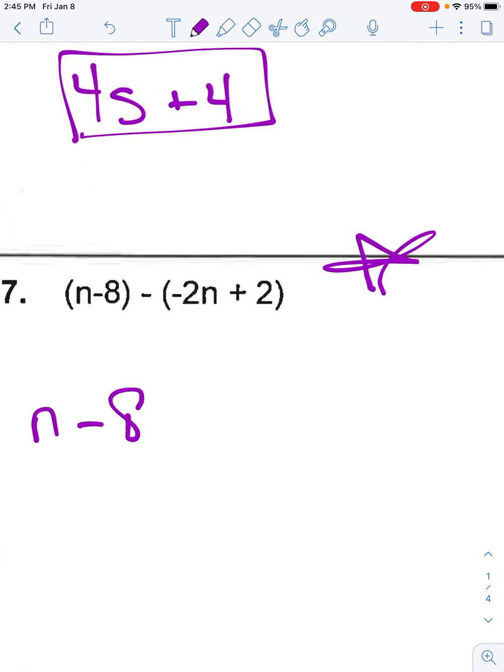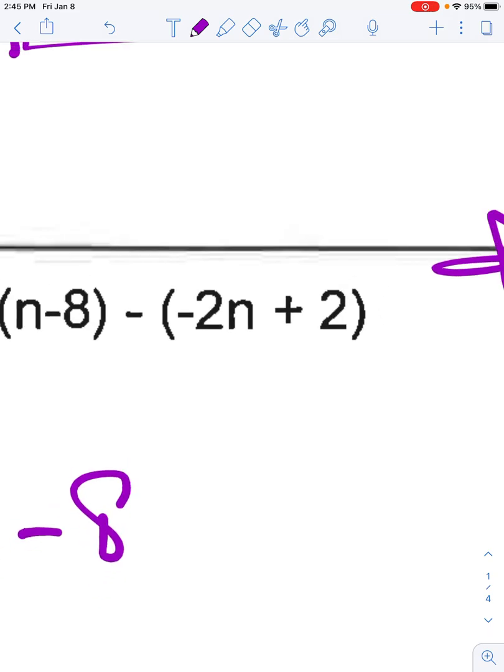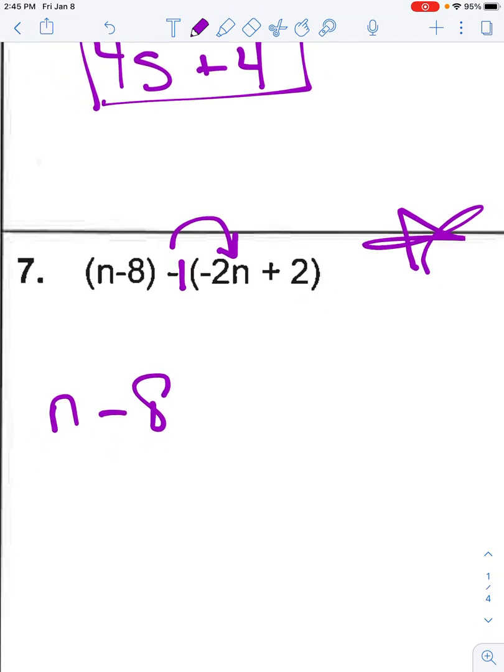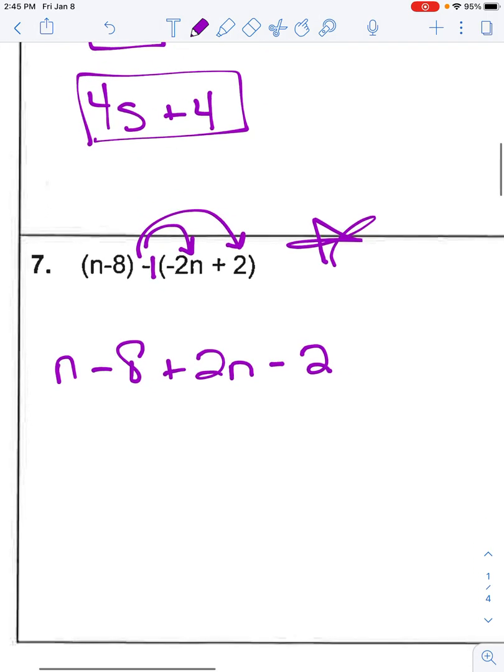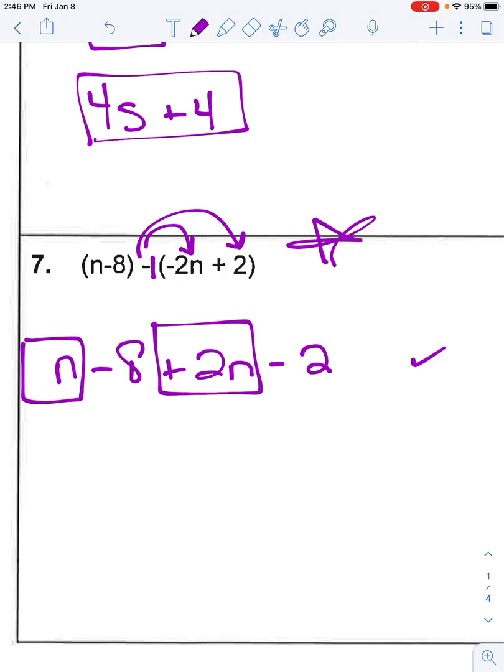Number 7, nothing to distribute on the left, so just bring down n minus 8. Here we're distributing a negative, so think of a negative times a negative is a positive 2n. Negative times a positive is a negative 2. So n minus 8 plus 2n minus 2. That will get you a point. And then another point for just combining like terms correctly.